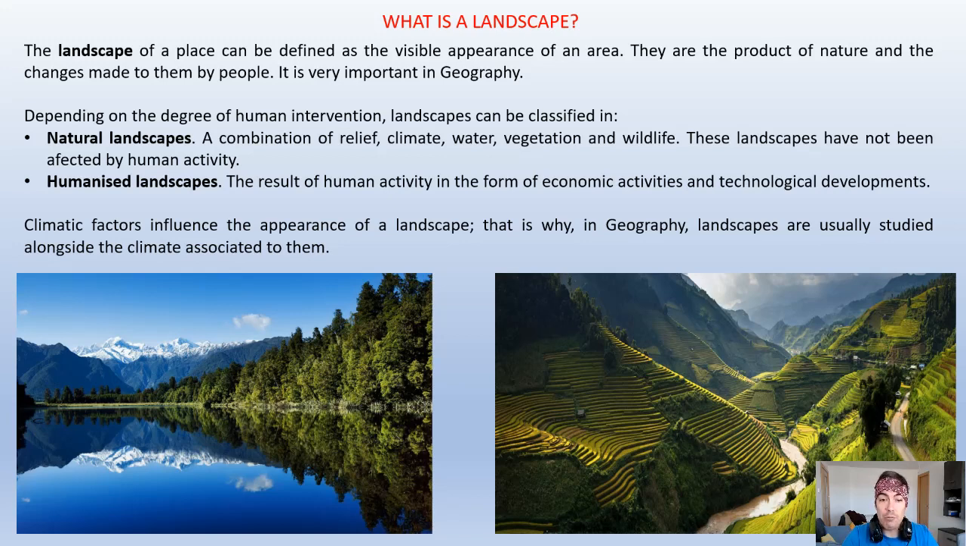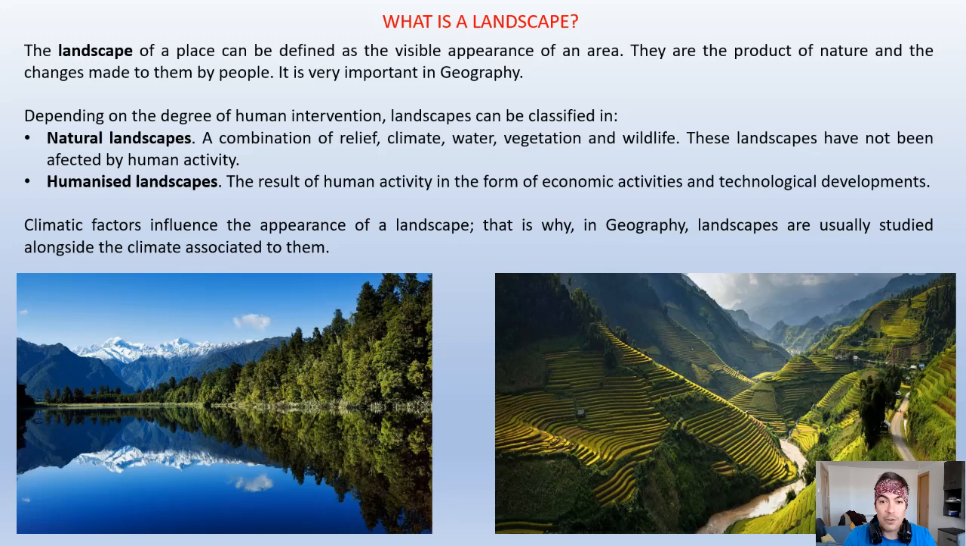Depending on the degree of human intervention, the landscapes can be classified in two types. The first one are natural landscapes, which are a combination of relief, climate, weather, vegetation, and wildlife. It's a combination of all of these natural elements. These landscapes have not been affected by human activity. That's why they are natural. And then we have the opposite, which are the humanized landscapes. They are the result of human activity in the form of economic activities and technological developments.